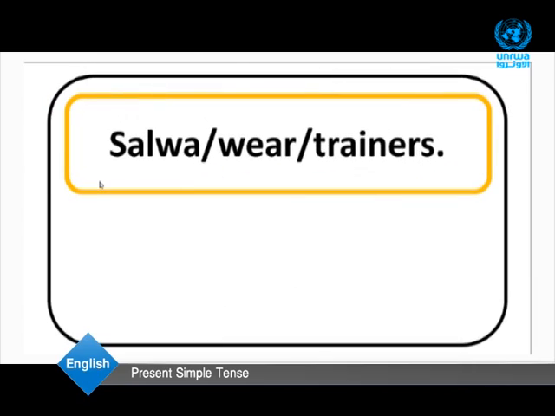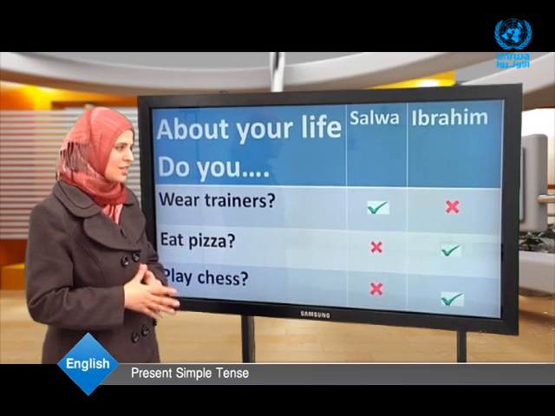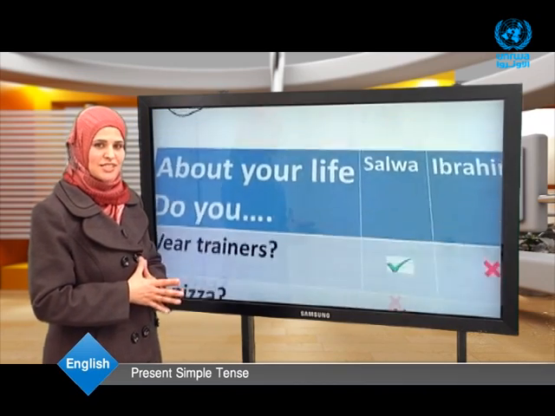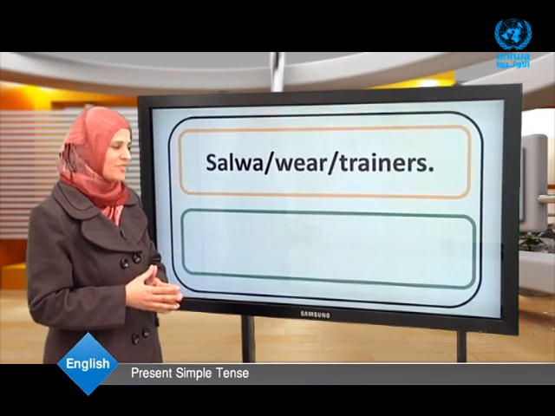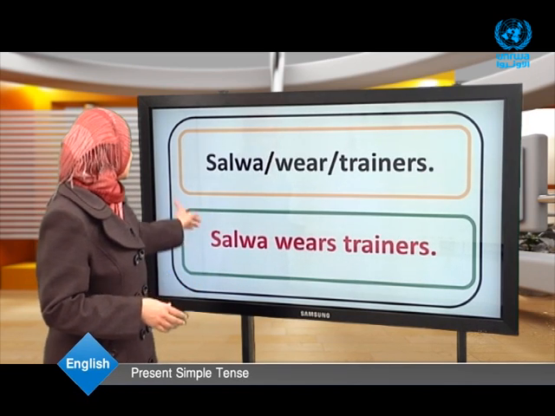Let's have another sentence. Salwa wear trainers. Look at the table to remember. Then form a sentence. Yes, what is your sentence here? Very good, you are. Salwa wears trainers.